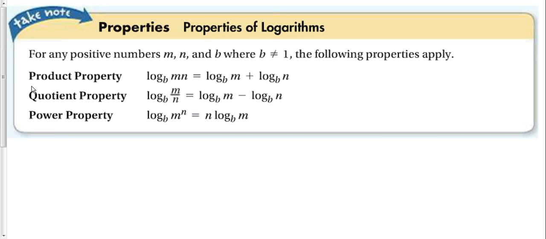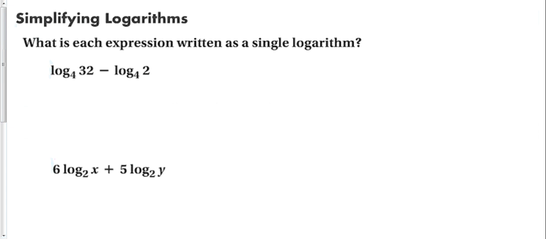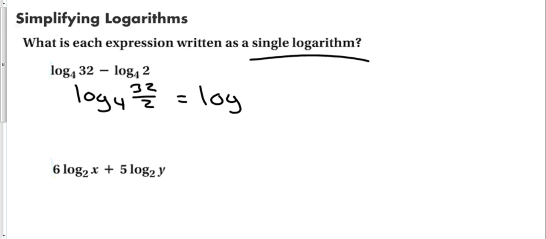Let's see how this works with some actual logarithms. First, I see a subtraction here. So I want to put these two logarithms together to form a single logarithm. My subtraction tells me I'm going to divide. So this turns into log base 4 of 32 over 2. Now, of course, we can simplify. 32 over 2 is log base 4 of 16. Now, we say to ourselves, remember how logarithms work, what power of 4 do I need to get to 16? The answer is 2. 4 squared is 16. And that is simplified as a single logarithm. Let's try the next one.